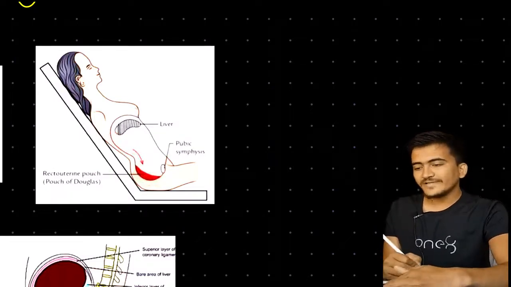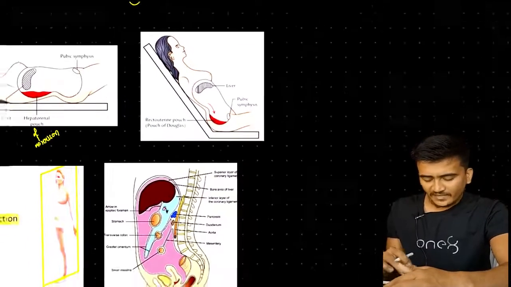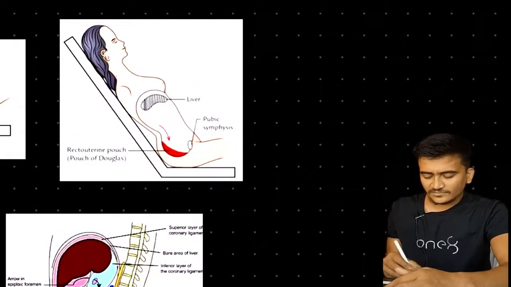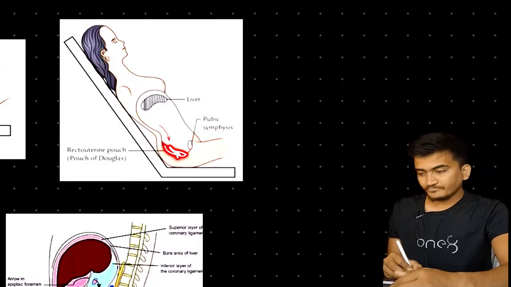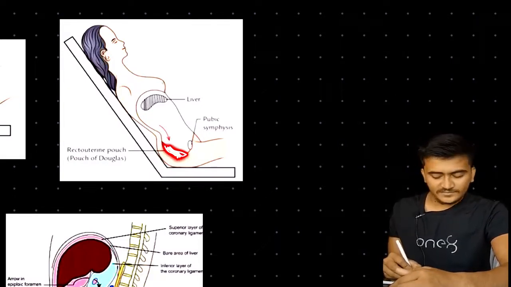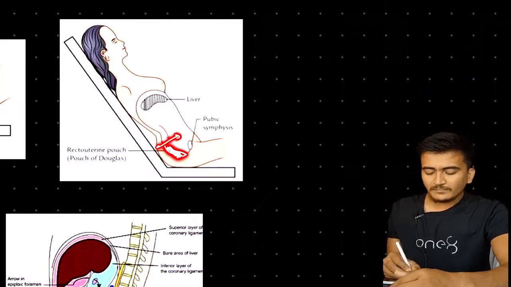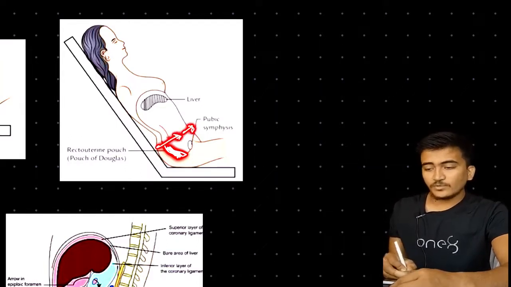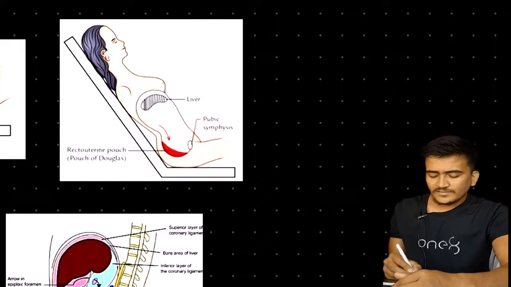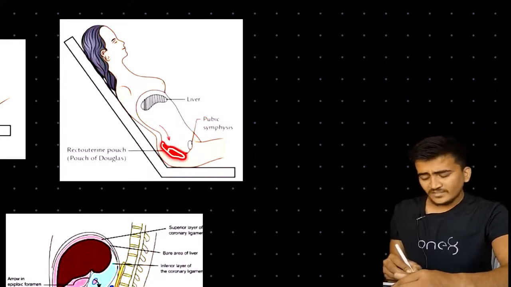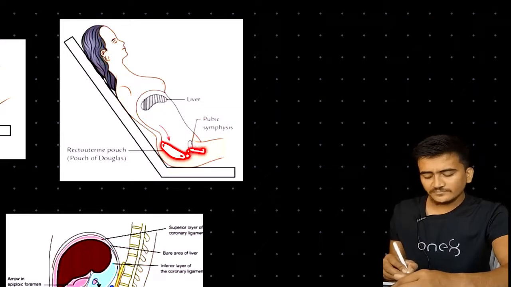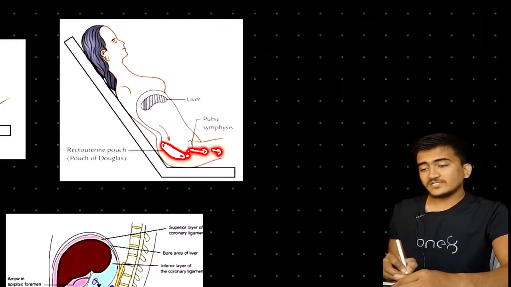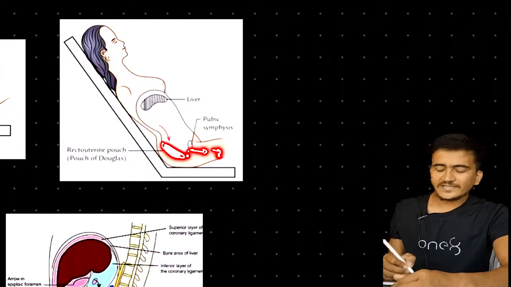Now this region, the rectouterine pouch, is in the pelvic region. So it is also called a pelvic abscess. Now this pelvic abscess in a female is drained transvaginally, but in the case of a male, it is drained rectally.